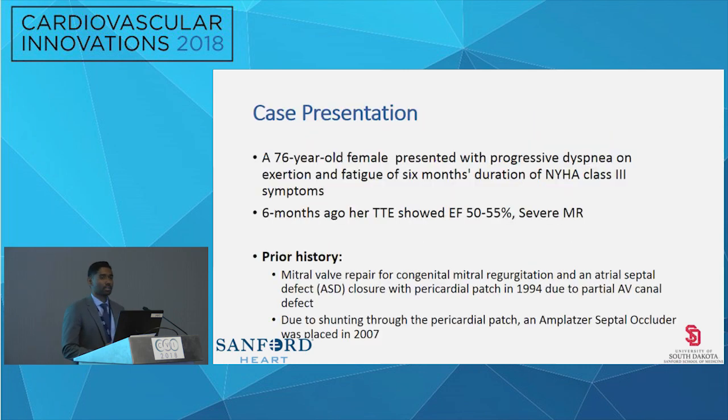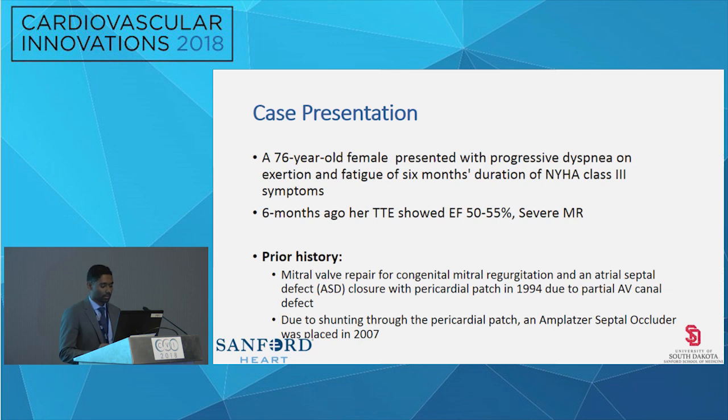Moving forward to the case presentation, she is a 76-year-old female who presented with progressive dyspnea on exertion and fatigue of 6 months duration, NYHA class 3 symptoms. Six months ago, her transthoracic echocardiogram showed EF 50 to 55% and severe mitral regurgitation. Pertinent surgical history: she had mitral valve repair for congenital mitral regurgitation and an atrial septal defect closure with pericardial patch in 1994 due to partial AV canal defect, followed by an Amplatzer septal occluder in 2007 due to the shunting through the pericardial patch.